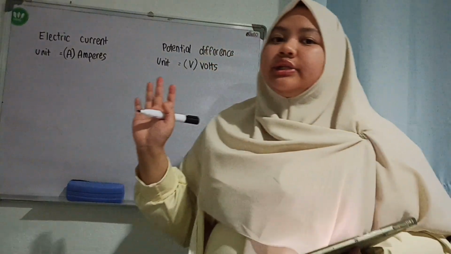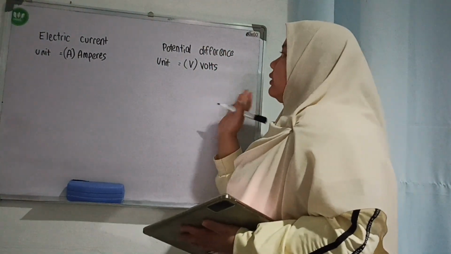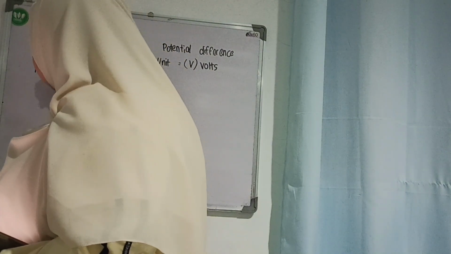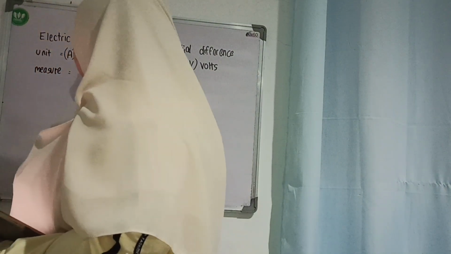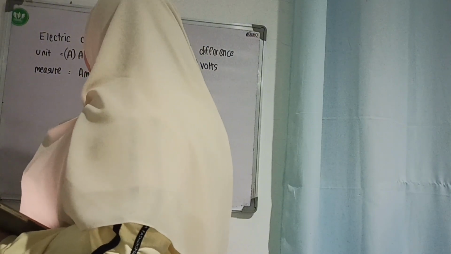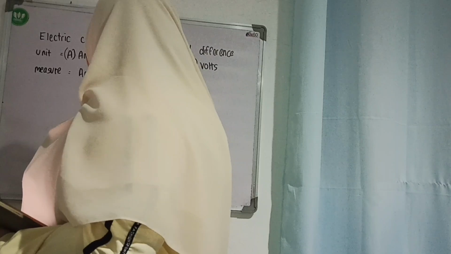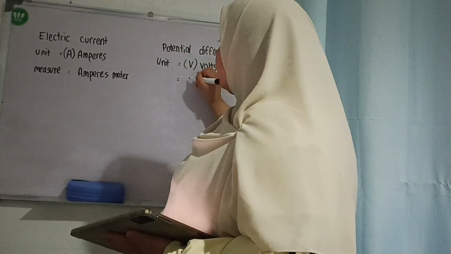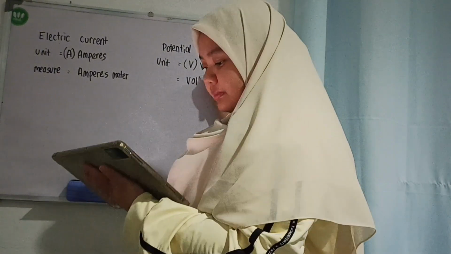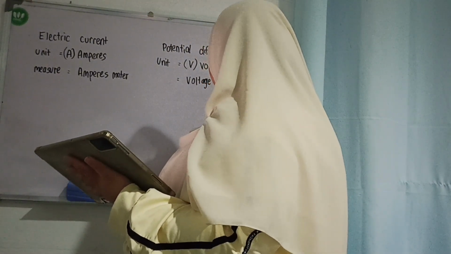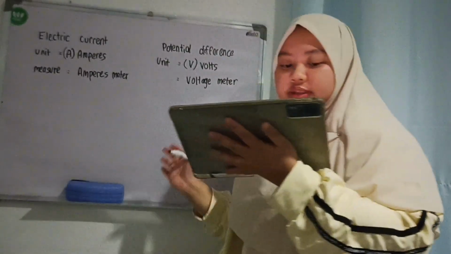So how do we measure electric current and how do we measure potential difference? There is something we call an ampere meter for electric current and a voltage meter for potential difference.